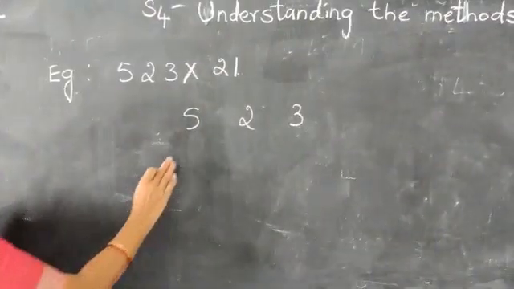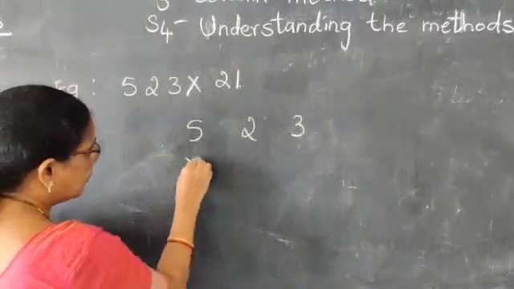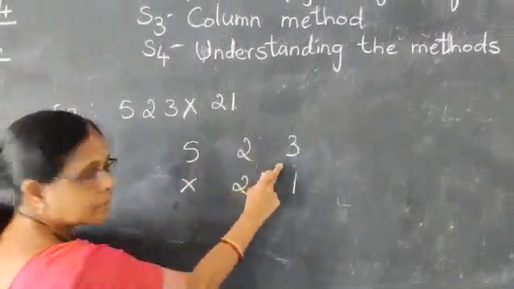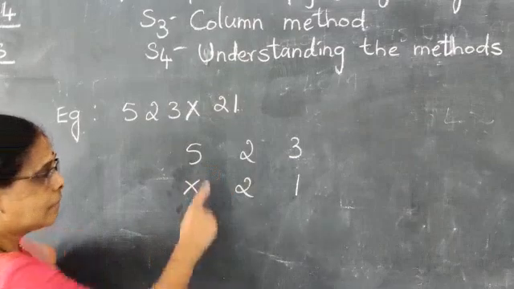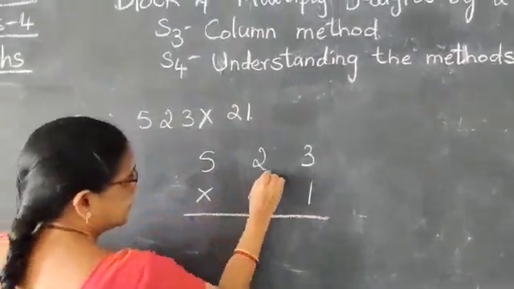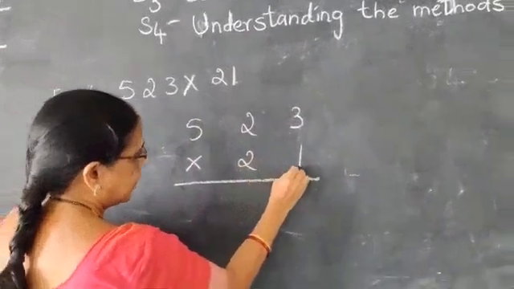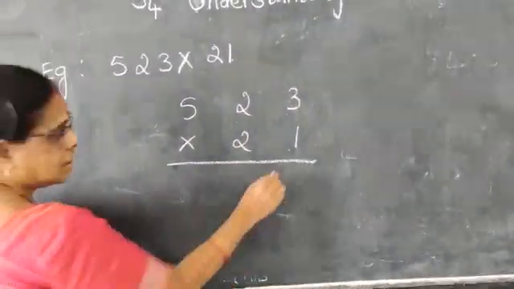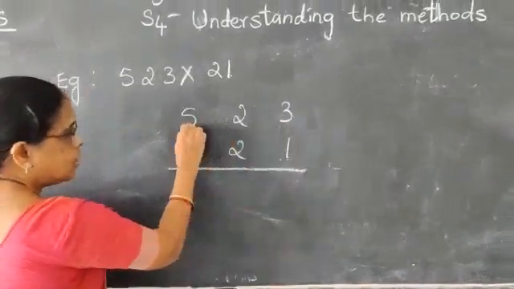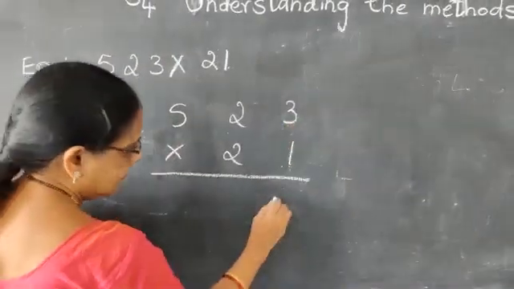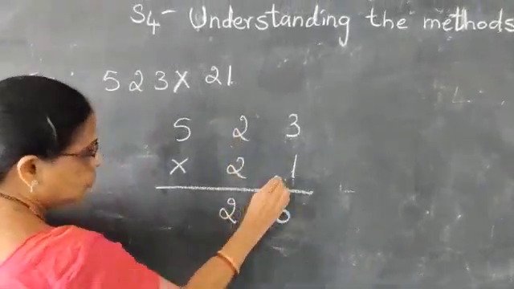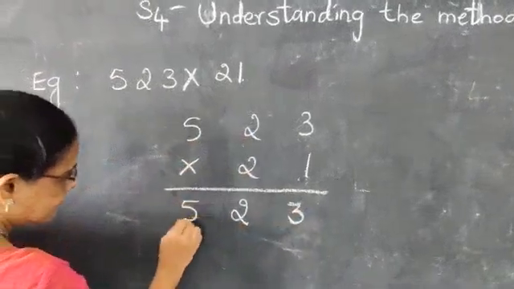523 into 21. Each digit you have to keep this much distance children, okay? Finger space distance. Now 523 into 21. So first we will start with ones place. Now with this one we have to multiply with all 3 digits. 1 3s are 3, 1 2s are 2, 1 5s are 5.